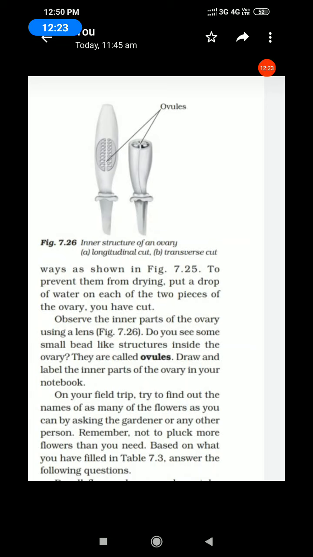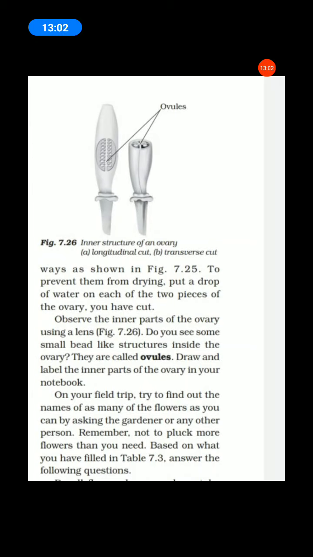Next, try to find out the names of as many flowers as you can by asking the gardener or any other person. See the picture 7.26 once again. The small bead-like structures inside the ovary are called ovules. Okay, underline the word.